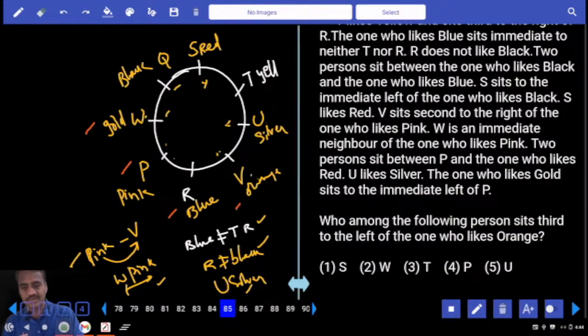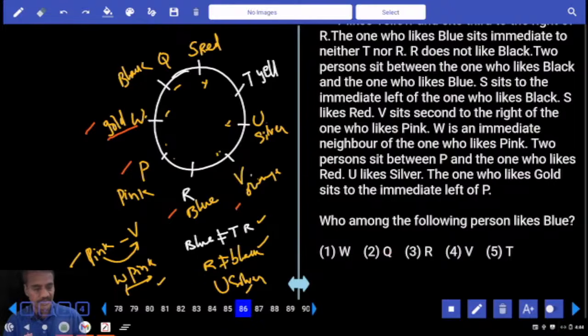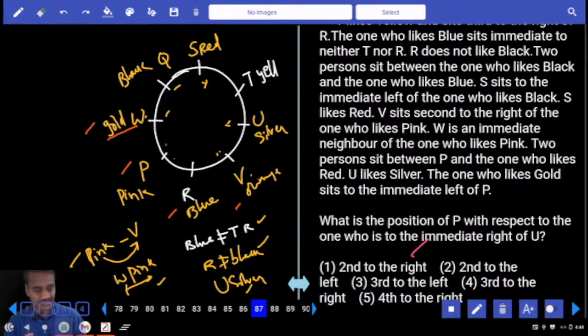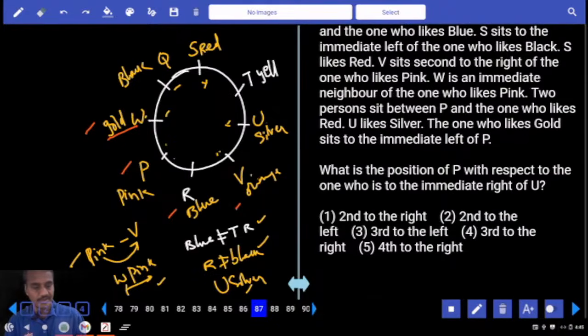Third to the left of orange is W, the one who likes gold, choice 2. And 86. Who among the following persons likes blue color? Now who likes blue? R. R, choice 3. Then 87. Position of P with respect to the immediate right of U. Position of P, they are opposite. Fourth left or fourth right, choice 5, question number 87.